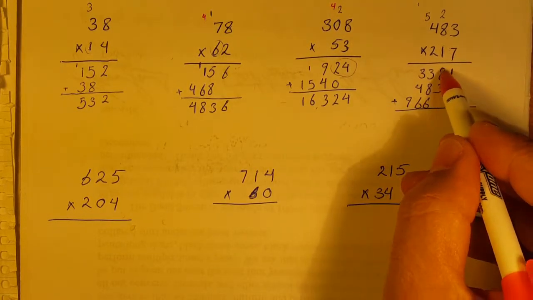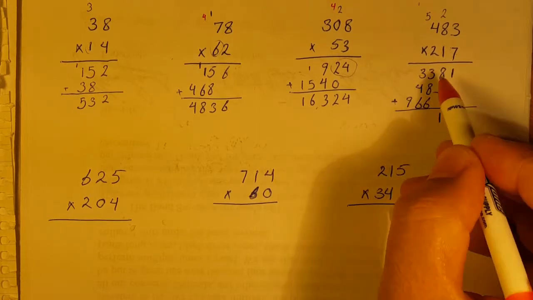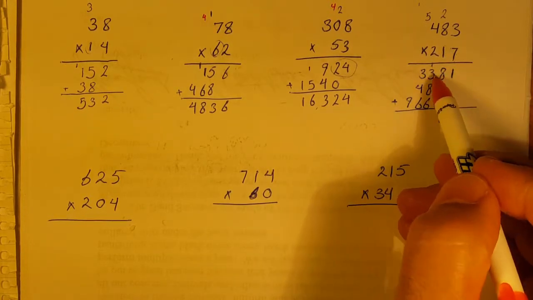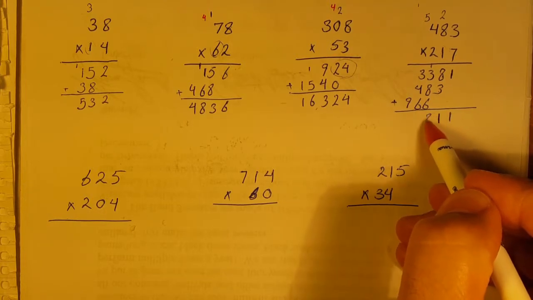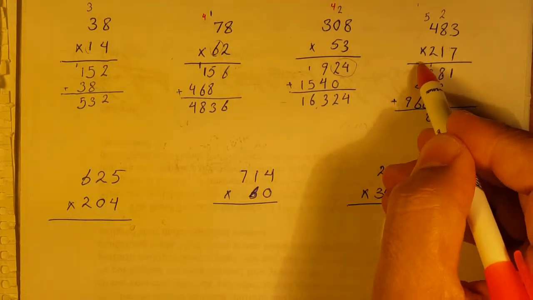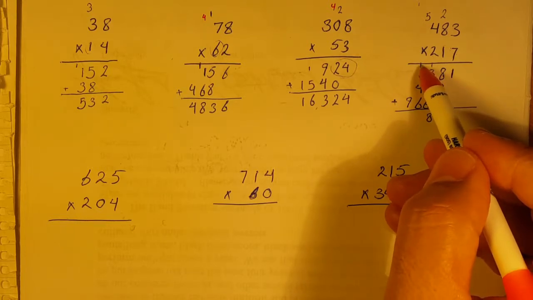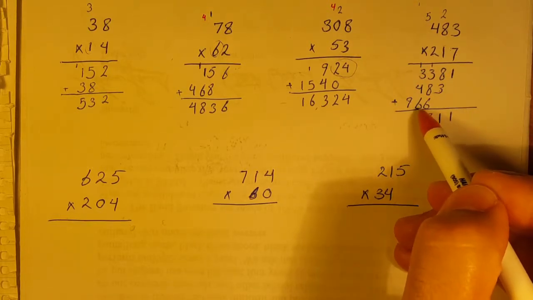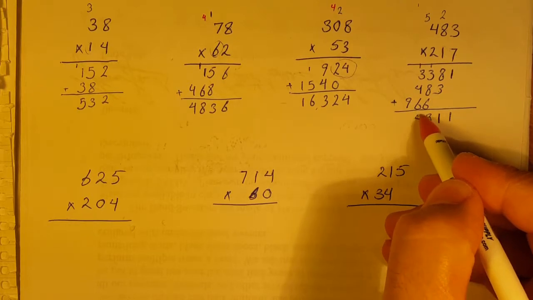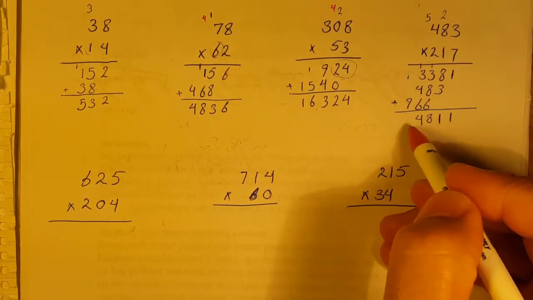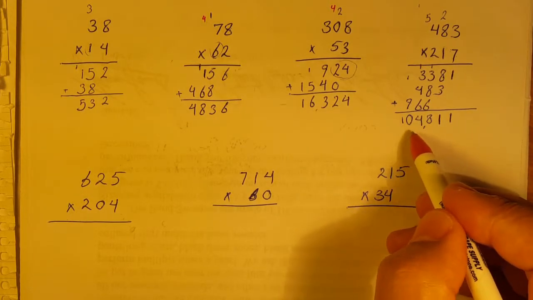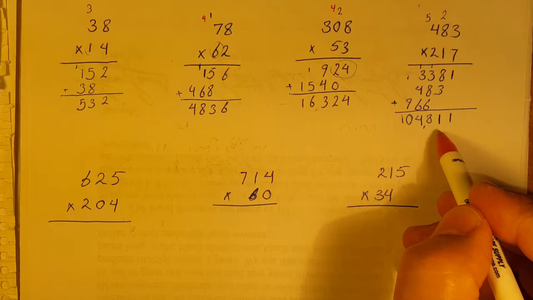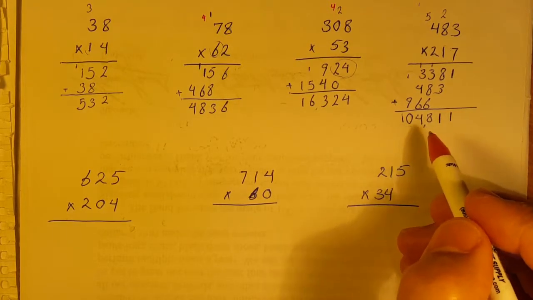1, 8 and 3 is 11. 1 here, 1 goes up. 1 and 3, 4. 4 and 8, 12, and 6, 18. 8 here, 1 goes up. 3 and 1, 4. 4 and 6, 10, and 4, 14. 4 here, 1 goes up. 9 and 1 is 10. So the answer is 104,811. Okay.